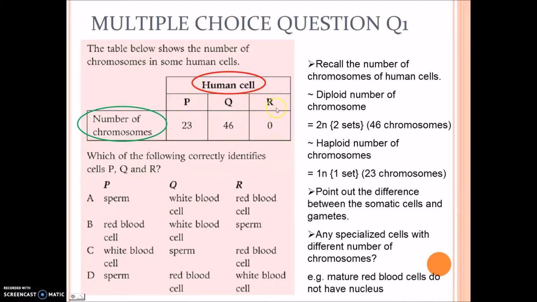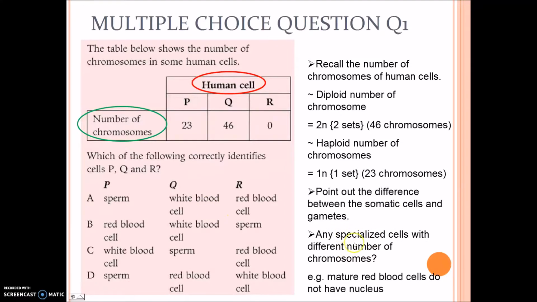So for R, a very special one. I would like you to point out the difference between the somatic cells and the gamete cells, because in the question you can see that there are sperm cells, red blood cells, and red blood cells. Which is the gamete cell? Sperm is the gamete. The red blood cell and the somatic cell, they are somatic cells.